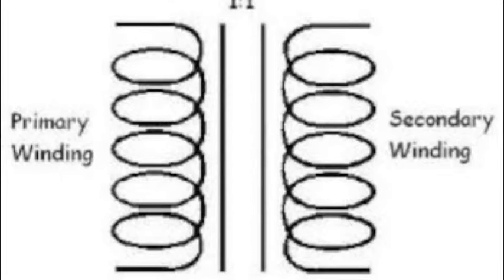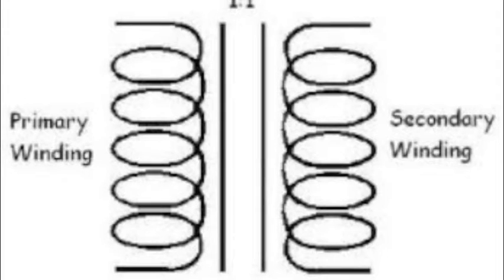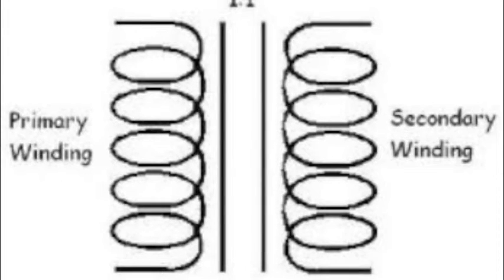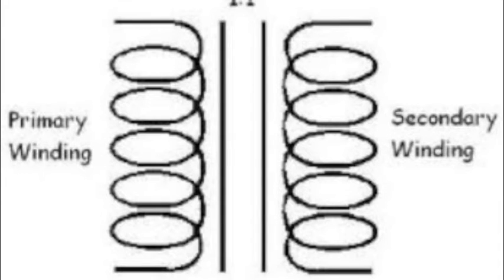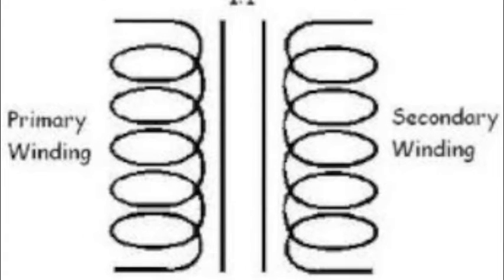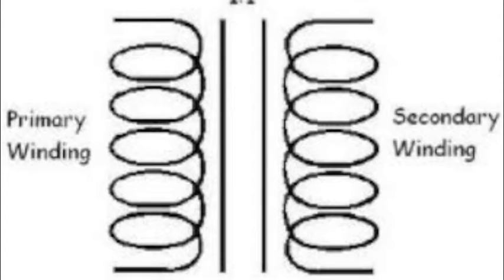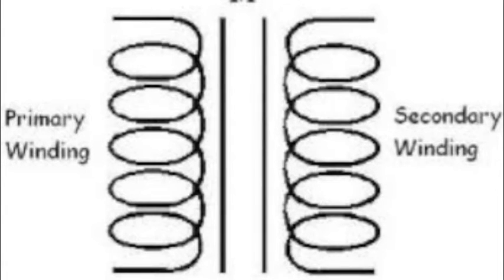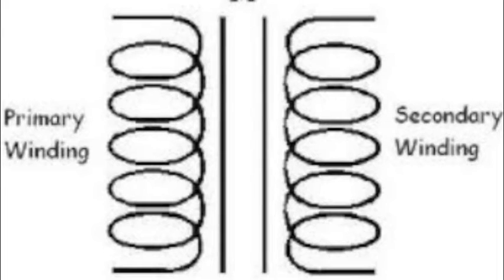A transformer is simply two coils of wire. There is a primary coil and a secondary coil. The primary coil is connected to the power source, so it is the input, and the secondary coil is the output. Whenever the primary switch is opened or closed, voltage is induced in the secondary coil.